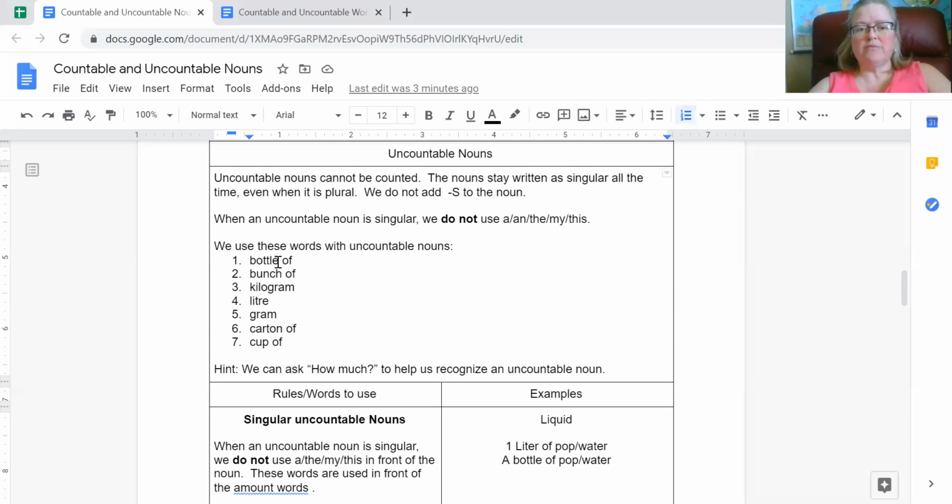We would also use phrases like a bottle of water. Water is an example of an uncountable noun. Rice. Rice is an uncountable noun. We cannot count 1, 2, 3, 4, 5 pieces of rice at the supermarket when we are buying. We would ask for a cup of rice. Rice is an uncountable noun.